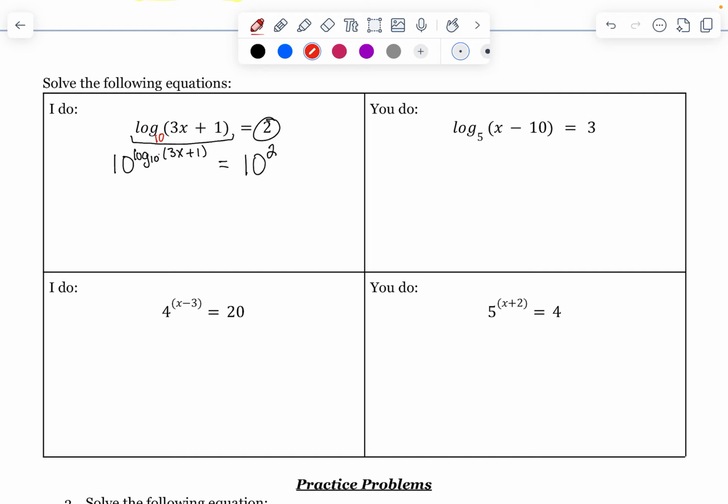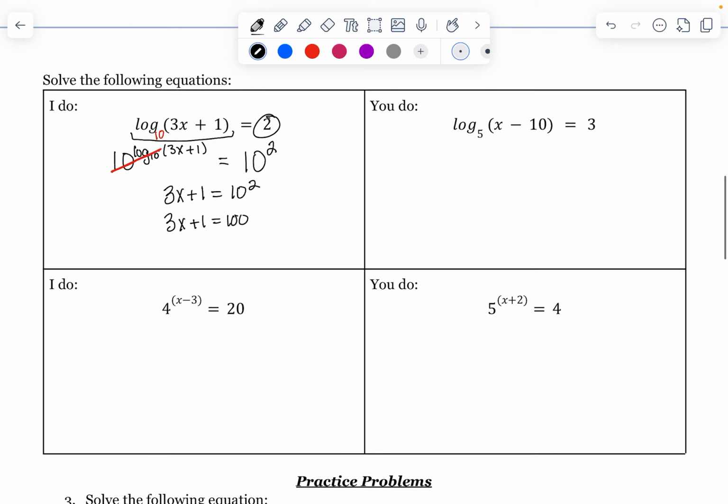Now, because I have a base of 10 and a base of 10 on the log, that part gets canceled out, and I'm left with 3x plus 1 equals 10 squared. Well, 10 squared is 100, so 3x plus 1 equals 100. I'm kind of running out of room, so I'm not going to show all my work. I subtract 1 on both sides, so we get 3x equals 99. Which means x equals 33.